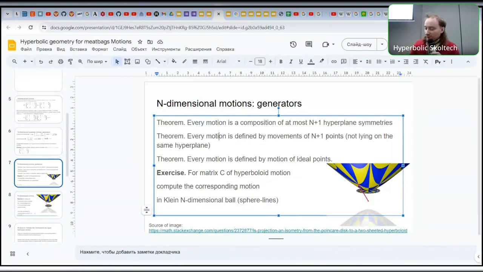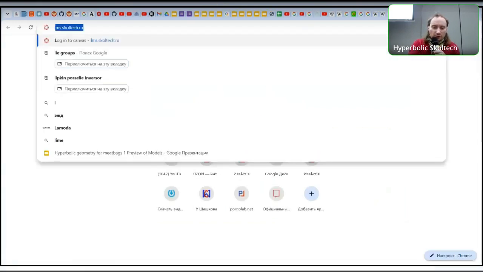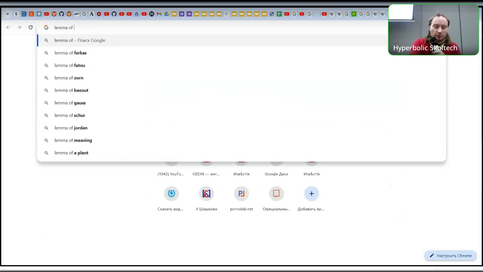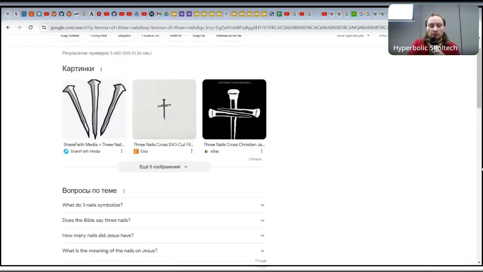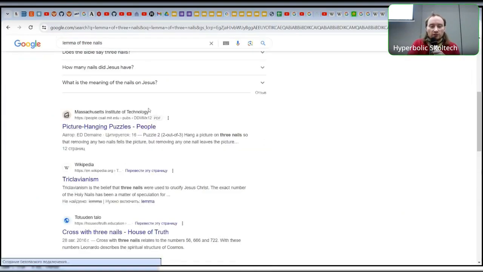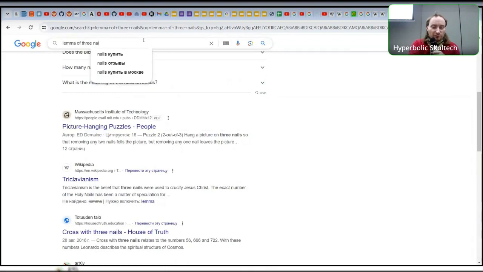Actually, sometimes it is called the lemma of n+1 nails, or in the planar case the lemma of 3 nails. Actually, I'm not sure. Lemma of 3 nails. Let me check. Okay, 3 nails were used to crucify Jesus Christ. Okay, this is not what I was looking for. Okay, maybe later.